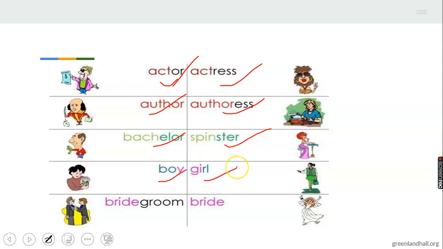Boy, girl. Bridegroom, bride. Okay, the bridegroom or the groom is the man who is about to be married, while the bride is the woman who is about to be married. You see her very happy here. Yes, she's about to be married.